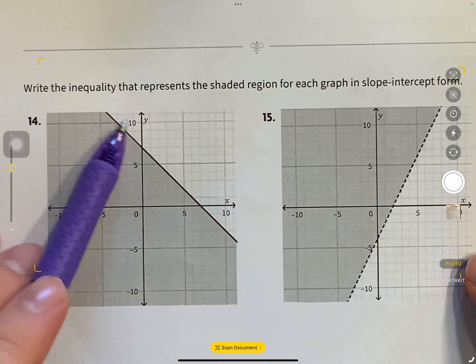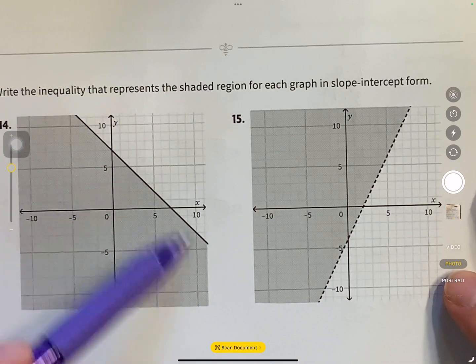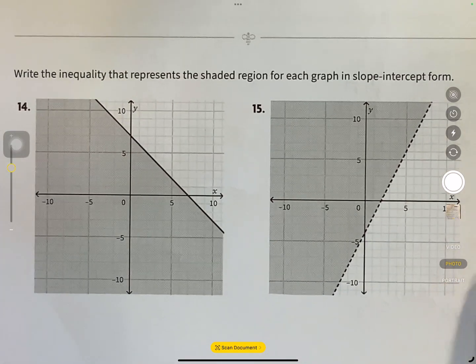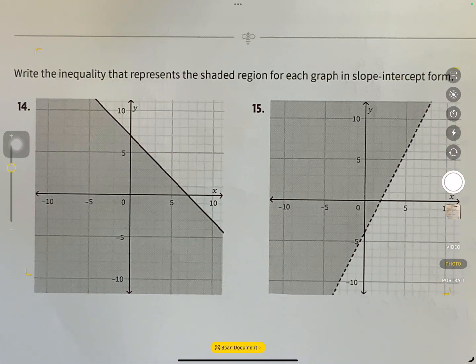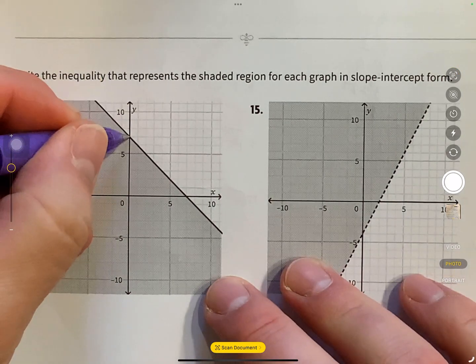So for starters, this is dotted and this is solid, okay? So we have dotted versus solid, and that tells us what the inequality is going to be. One has a line on it, and one does not. And we know how to graph a line, so we can start where the line crosses the y-axis.